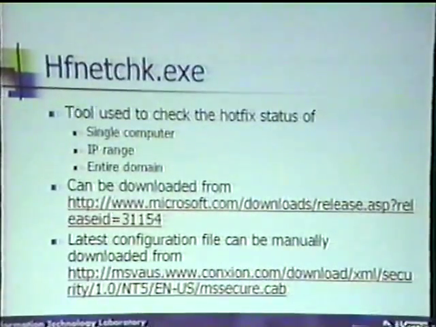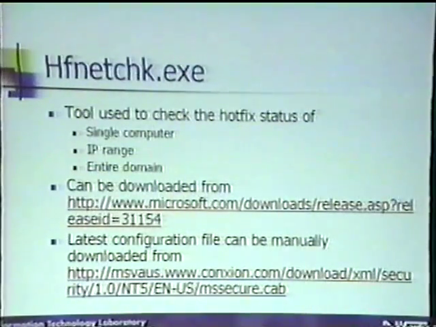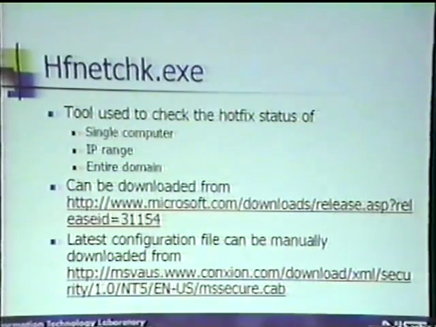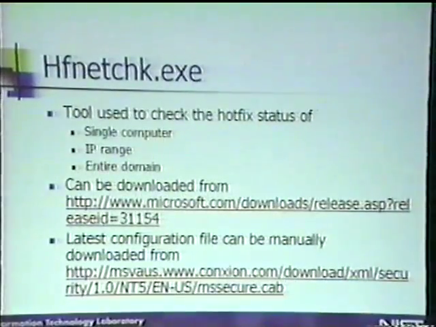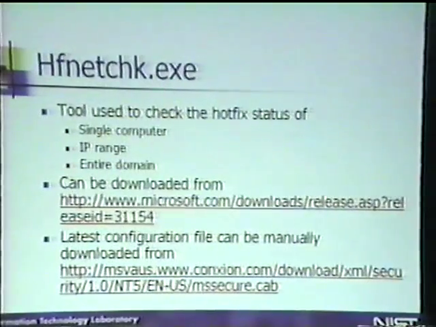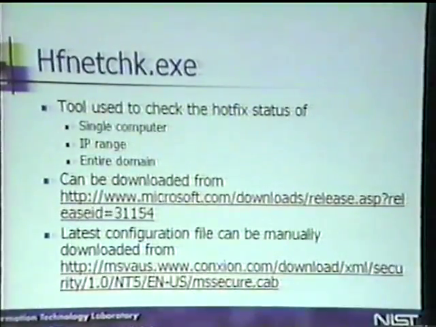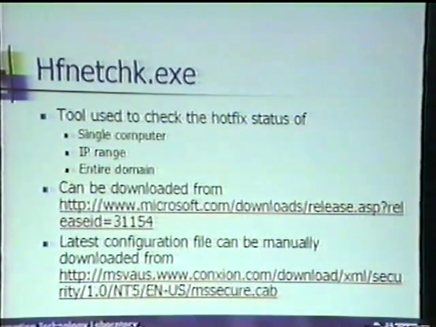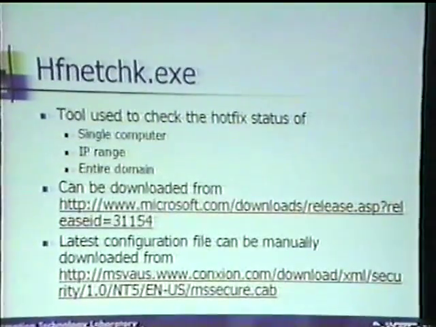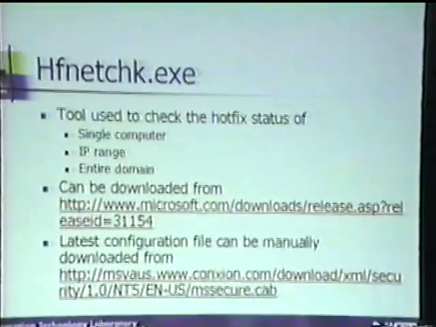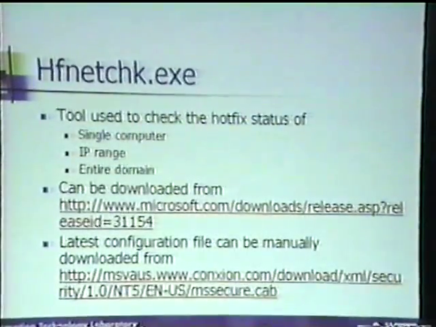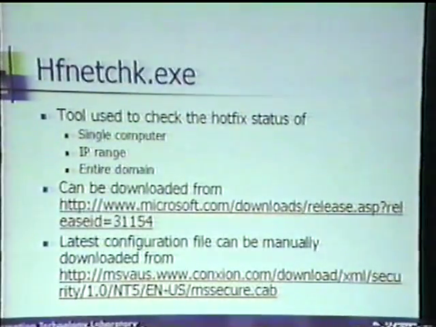Another tool is Hfnetchk. This tool can check the hotfix status of a single computer, an IP range, or an entire domain. For single computer checking, you run Hfnetchk as a default, and it downloads a configuration file to your system, checks your system, and tells you what hotfixes you're missing. If you don't want to connect your system to the internet, which is what we're saying, you can download this configuration file to your system, point Hfnetchk to it, and then check all your hotfix status. So you never have to go to the update site to check what hotfixes are running on your system.